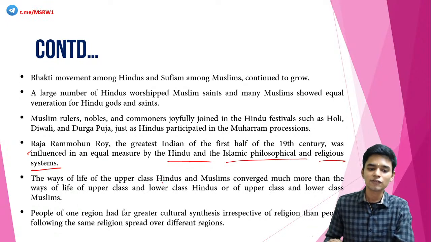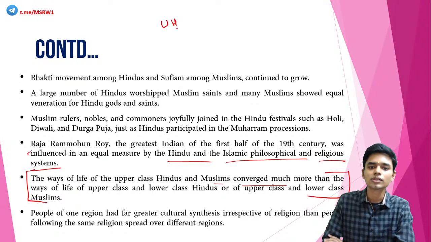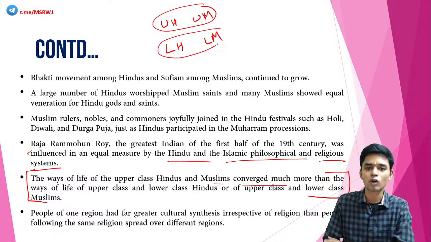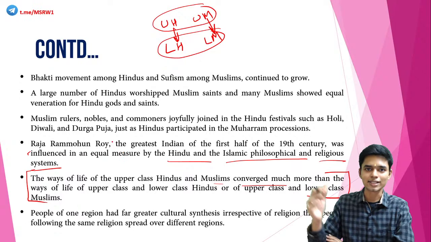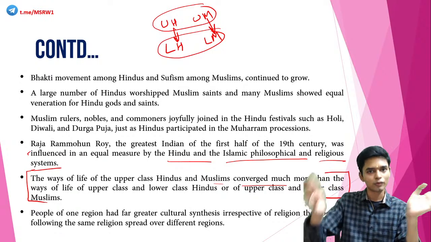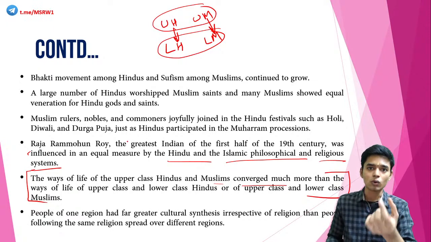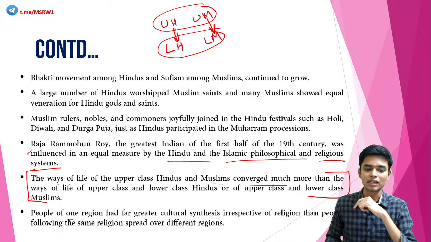The ways of life of upper class Hindus and Muslims converged much more than the ways of life of upper class and lower class Hindus, or of upper class and lower class Muslims. I already explained this point in the first slide, but this is a very important point. Try to remember. Upper class Hindus, lower class Hindus, upper class Muslims, lower class Muslims. These two categories had more in common between each other rather than these two and these two. Clear? Despite being different religions, classes were closely related. Upper classes of Hindus and Muslims had more in common than the lower classes of Hindus and Muslims.